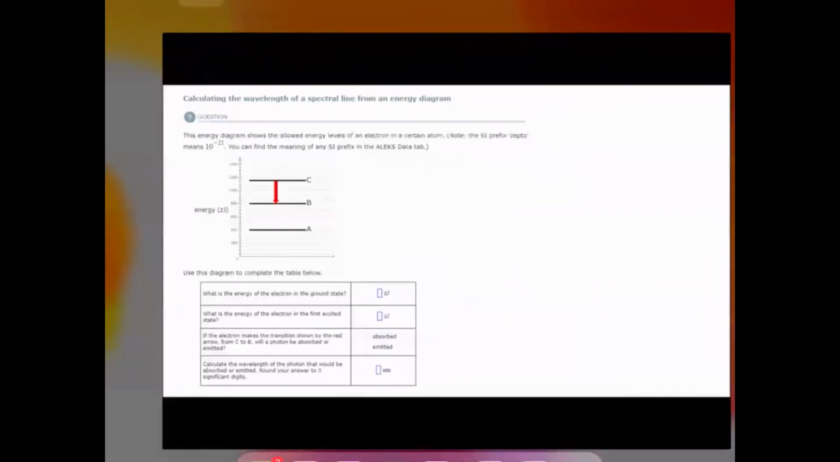Hello. In this video, I'm going to cover an ALEKS topic on calculating the wavelength of a spectral line from an energy diagram. In this question, you're given an energy diagram that shows the allowed energy levels of an electron in a certain atom, and we're asked to use that diagram to find the energy of the electron in the ground state, the energy of the electron in the first excited state.